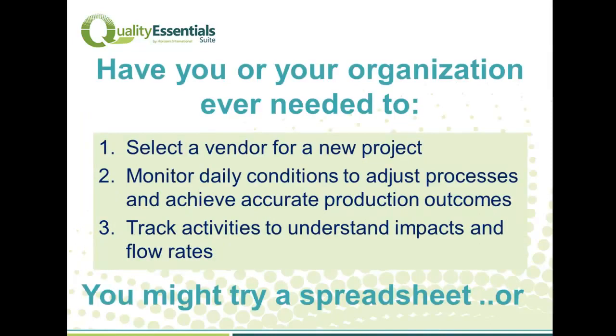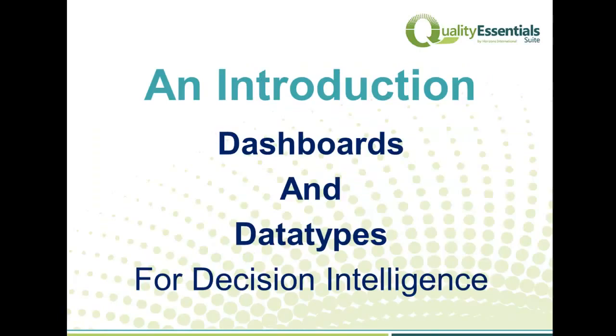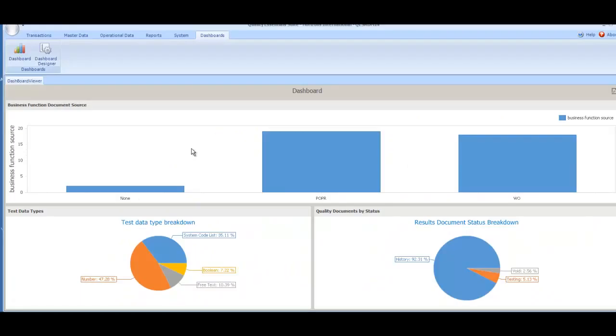You'll have an idea what I mean if you think about whether or not your organization has ever had to select a vendor for a new project, or is required to monitor daily conditions so that you can adjust environmental aspects of your production process. How about if you need to track activities so you can understand impacts and flow rates? You might try to keep track of all of this information on a spreadsheet or two, or we can introduce you to Quality Essential Suites and take a look at our dashboards and data types for decision intelligence.